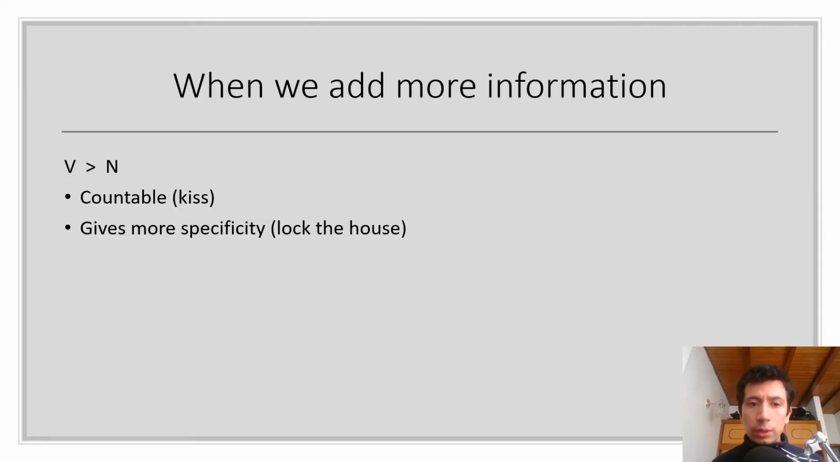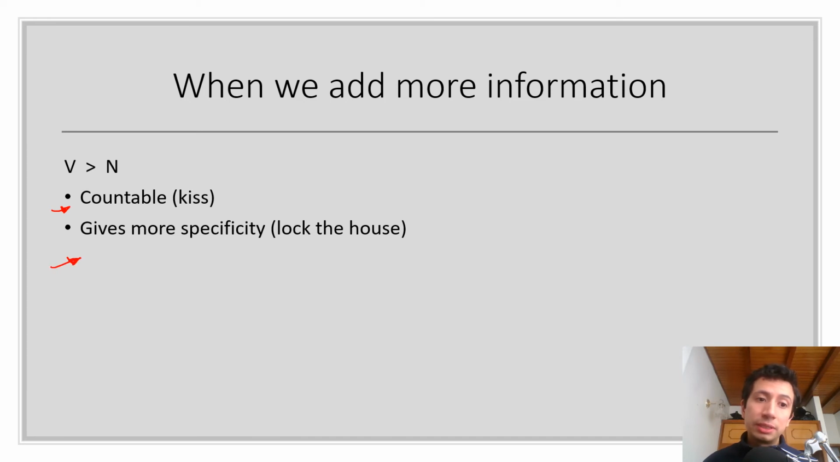So what happens when we add more information? Well, we have a couple of perks. One is that now I can count verbs. For example, kiss. The verb kiss is non-countable, but if we talk about one kiss, two kisses, three kisses, now I have the option to count them because they're nouns now.